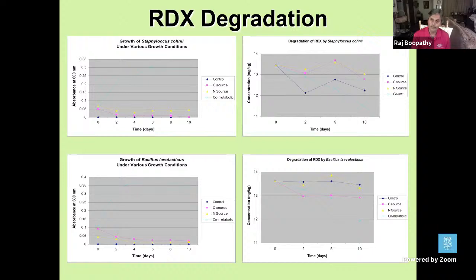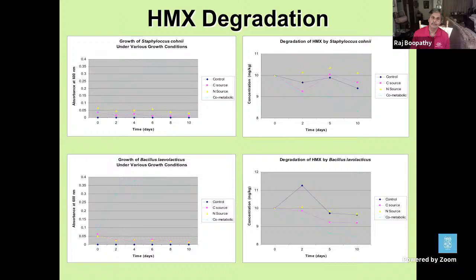But the other 2 explosives, the RDX and then the HMX, did the same thing. HMX, only the co-metabolic condition worked in both cases. It is the same story for 10 of the isolates. Okay, the other 10 isolates worked a little bit with HMX and RDX.